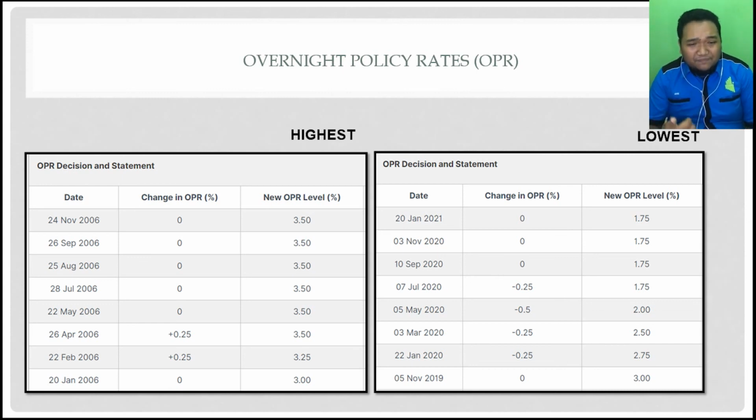On the other side, when the economy is growing at a faster rate, the OPR will be revised upward to increase the interest rate. Higher interest rates make borrowing costs expensive to consumers and businesses, hence reducing spending and investment. This will prevent the economy from overheating, which could lead to inflation.